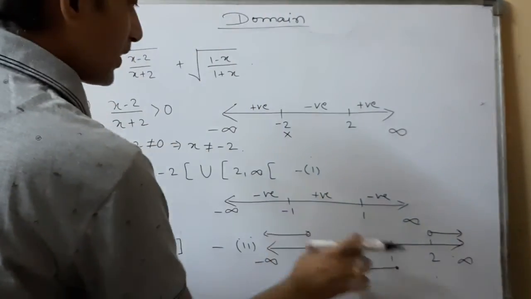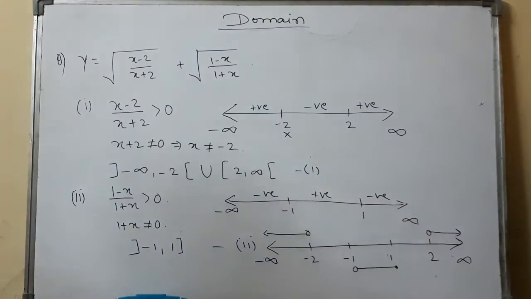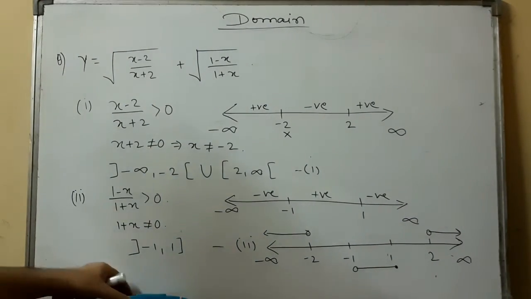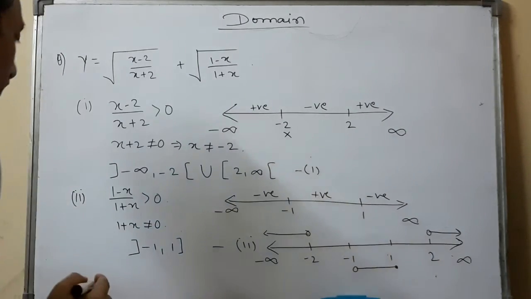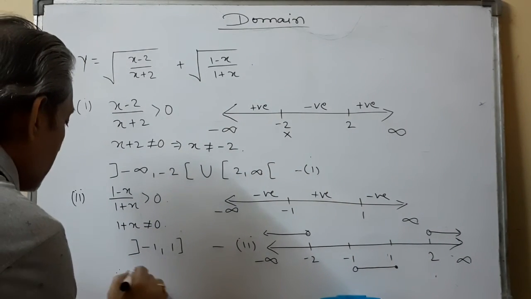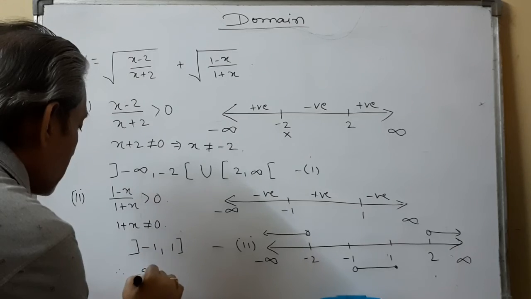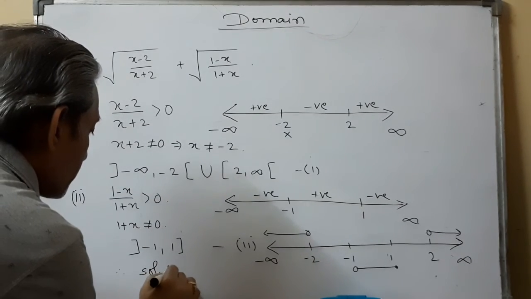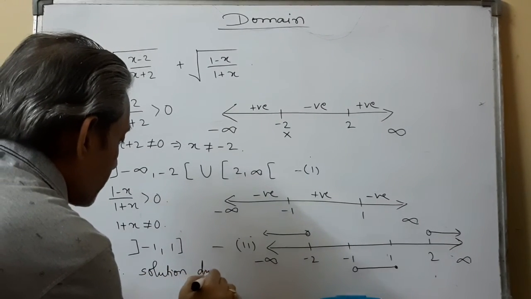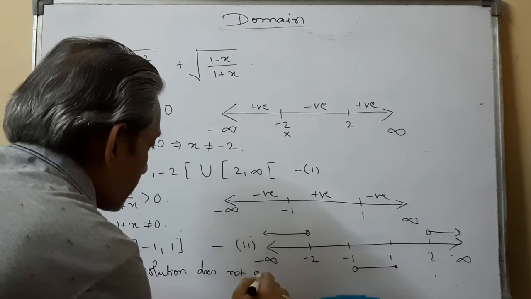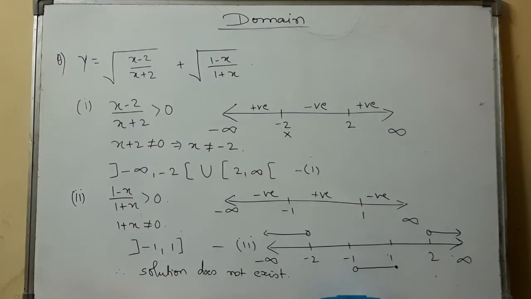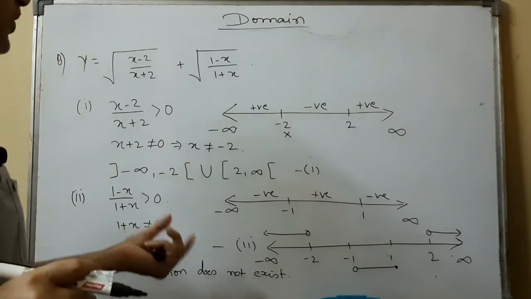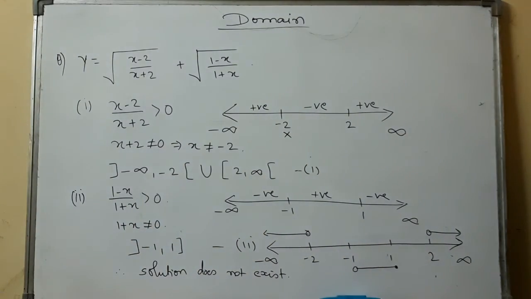This union this, intersection this, you can very well see no points, nothing is common in these two intervals, and therefore solution does not exist. And therefore solution does not exist.